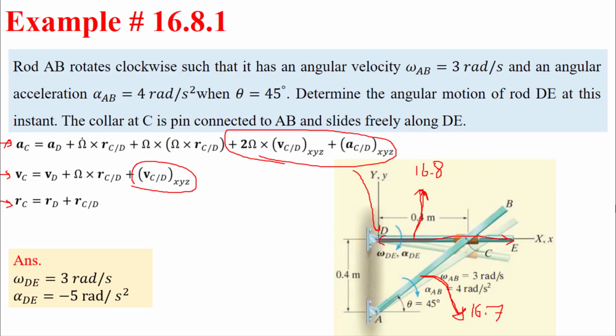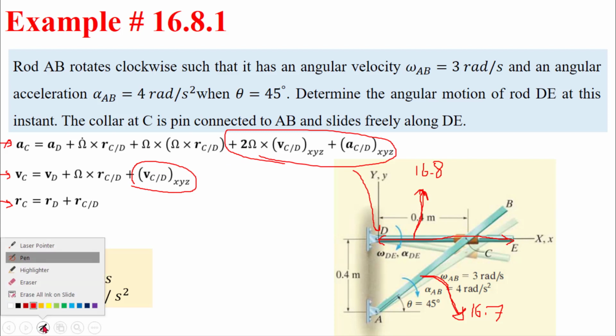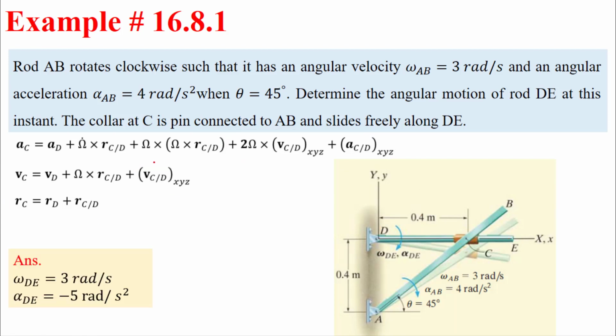But before, let me go back to these two equations and ask ourselves, where is the unknown? So here is the first unknown. We need to find alpha, as we mentioned. So this is unknown. And we need to find omega. This is another unknown. It's mentioned in the problem, determine the angular motion. So for the angular motion, we need to find omega, and we need to find omega dot, which is alpha.